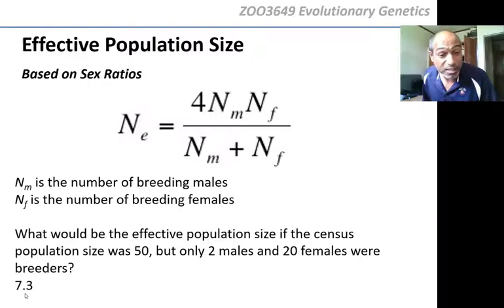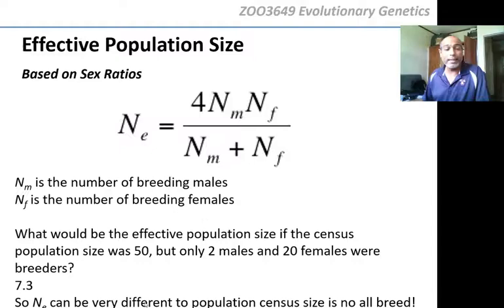You only have 7.3. That means that genetic drift is going to hammer that population. All those cows are going to be losing alleles. Because why? Most of the males cannot give their alleles to the next generation. You're only choosing one or two males to give their alleles to the next generation. Okay? That's the problem.